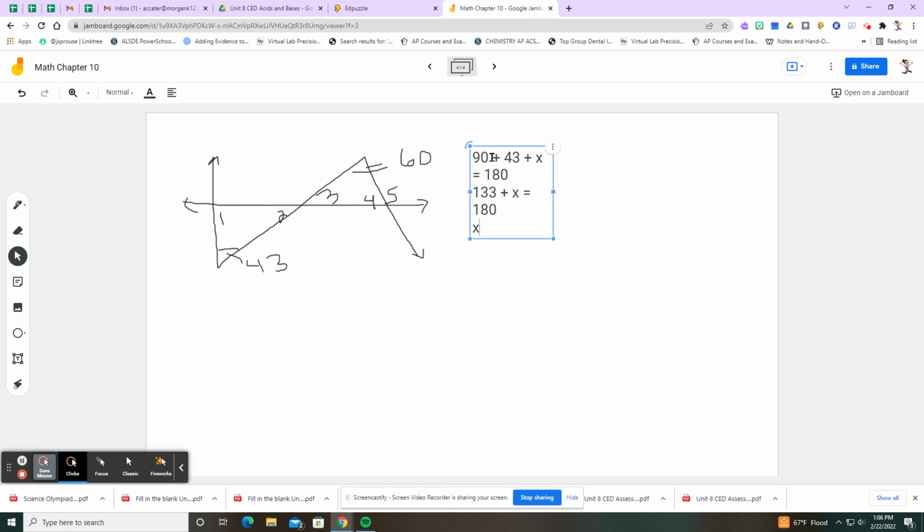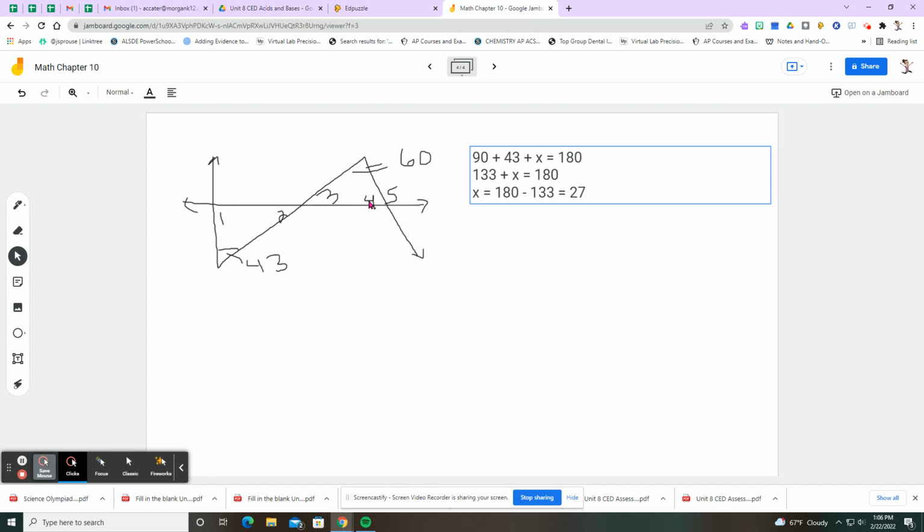Okay, and then I'm just going to subtract 133 from both sides to get my angle number 2, and that turns out to be 47. So angle number 1 is 90, and I tell that just by looking and seeing that those are perpendicular lines, which make them 90-degree angles. Okay, so then I've got to find 3, 4, and 5.